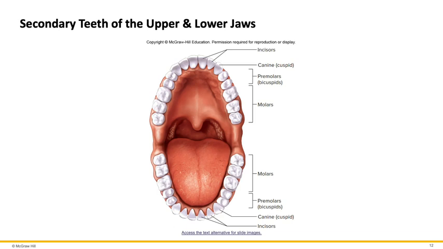Then we have canines, also called cuspids. The function of cuspids is to grasp and tear food. Then we have premolars, also called bicuspids, and molars. Their function is to grind food into even smaller particles.